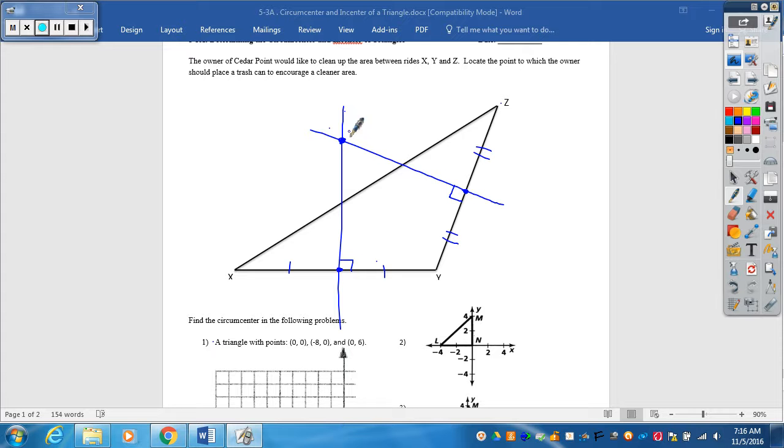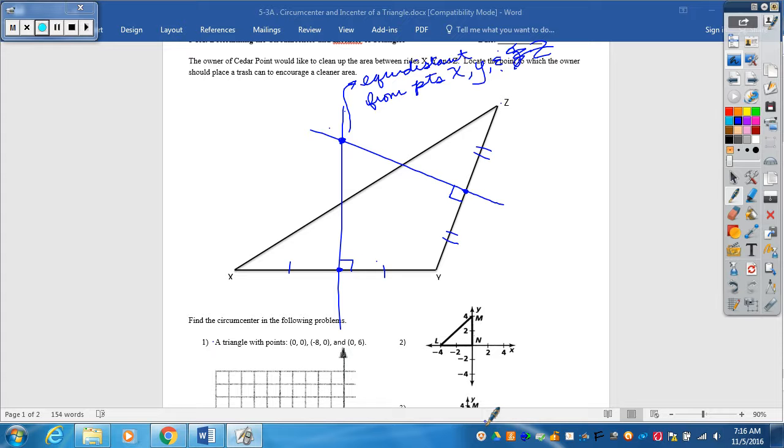So what I would probably do is make a little note to myself: equidistant from points X, Y, and Z. Okay, my cursive Z, I probably should have done that. Z.